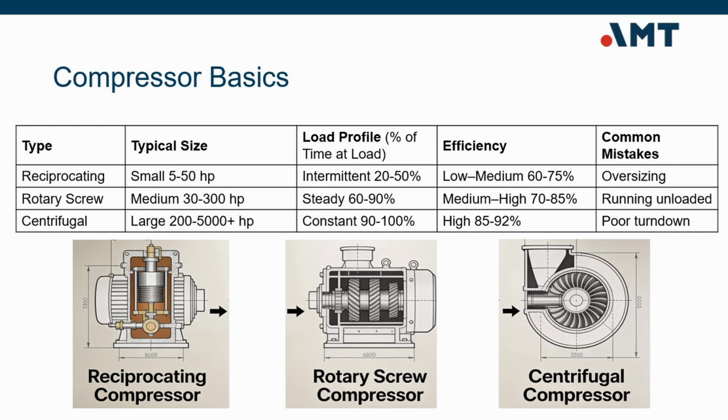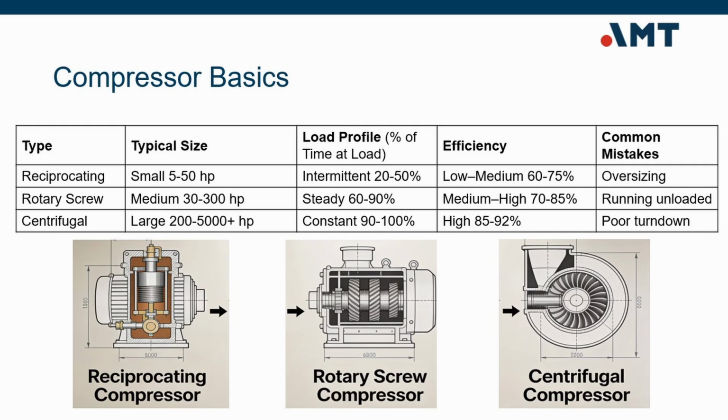Similarly, increasing discharge pressure increases the work required to compress air, directly increasing energy consumption. Maintenance also plays a role. Dirty filters, fouled coolers, worn components, or improper lubrication all reduce efficiency over time. So while the compressor is a critical component, it does not operate in isolation. Its performance is strongly influenced by the rest of the system, including storage, controls, distribution, and end-use demand. That's why compressed air must always be viewed as a system, not just a piece of equipment.